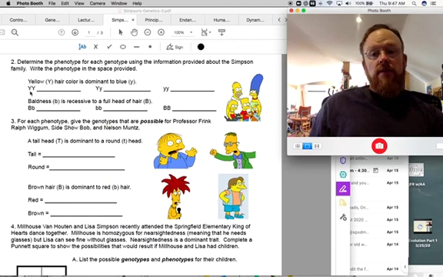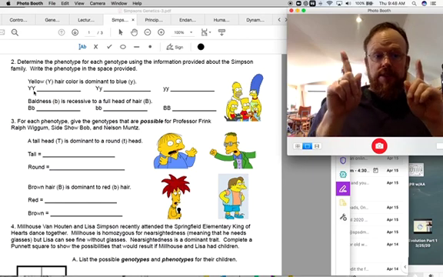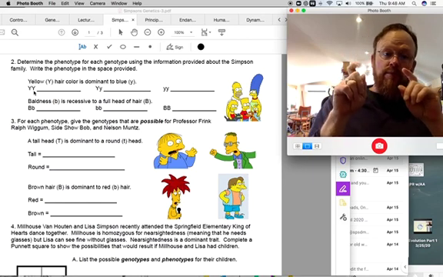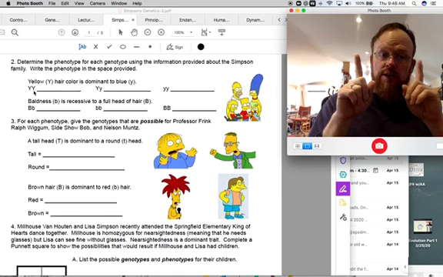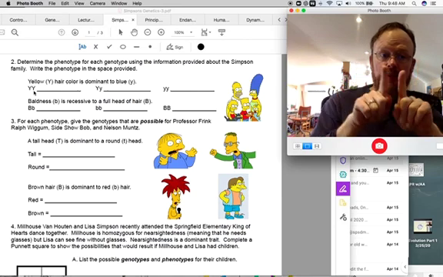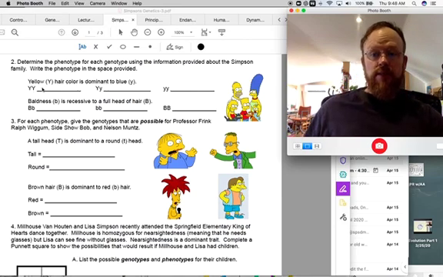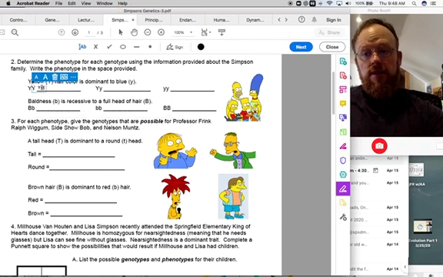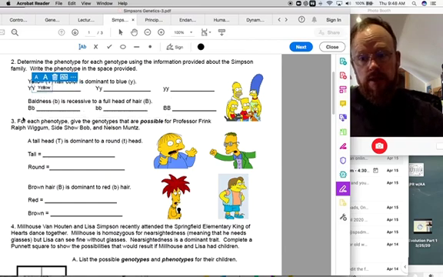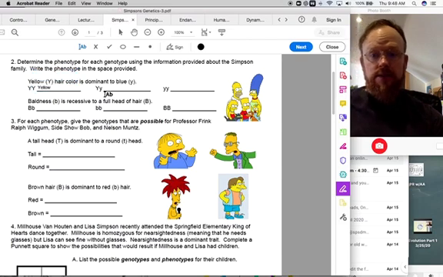So here's a dominant and a dominant allele, which means they've inherited a dominant gene from mom and a dominant gene from dad. So that's going to be yellow hair. Oops, I spelled it wrong. Yellow hair, okay. How about this next one?